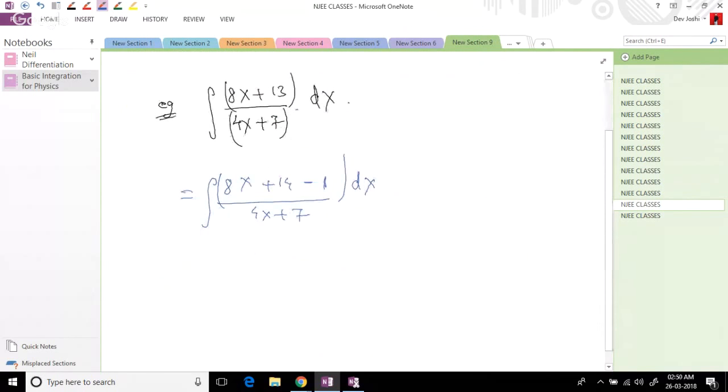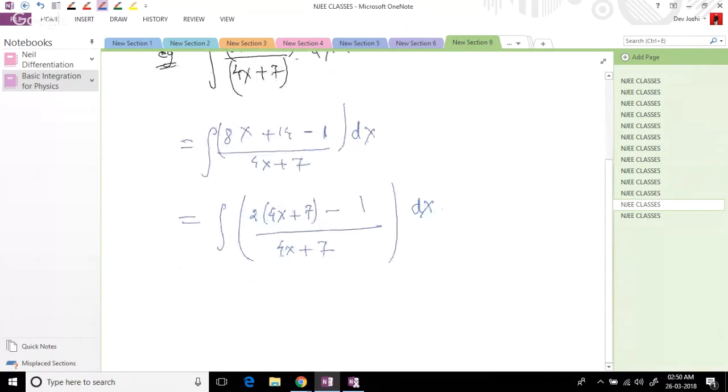So now what happens? That is going to be equal to the integral of 8x plus 14. So in 8x plus 14, 2 can be taken as common. So we are having, I think, 2 times 4x plus 7 and minus 1, upon 4x plus 7, multiplied by dx. Correct? So now this can be equal to integral of, yes please, separating the terms. So first term will become 2 times of 4x plus 7 upon 4x plus 7, correct? Minus 1 upon 4x plus 7 dx.